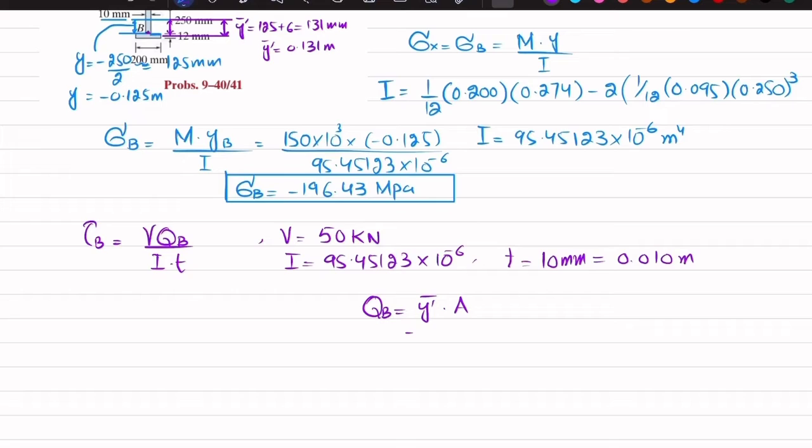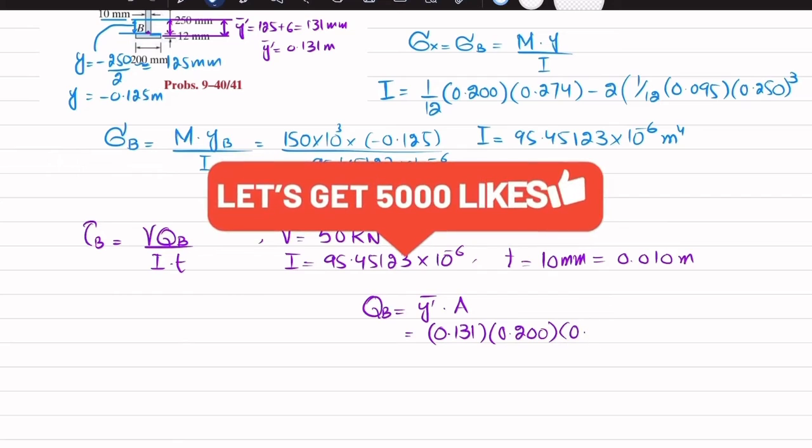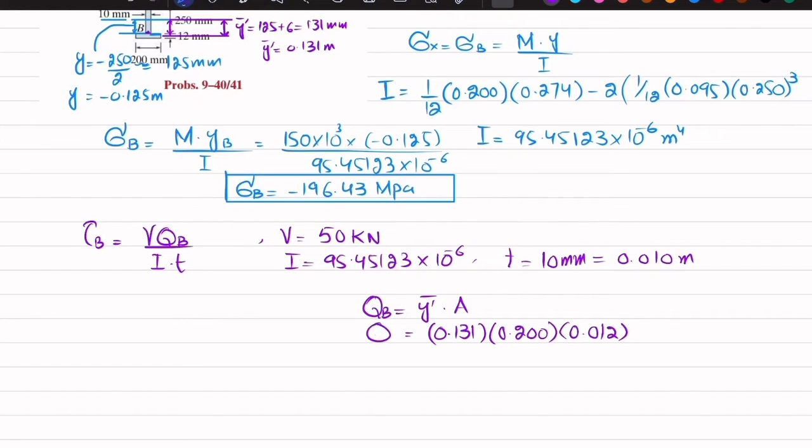So I will write Y dash bar is 0.131 meter and A is 0.200 into thickness 0.012. That is equal to QB. When you solve this, it will be equal to 0.3144 into 10 raised to power minus 3 cubic meter.